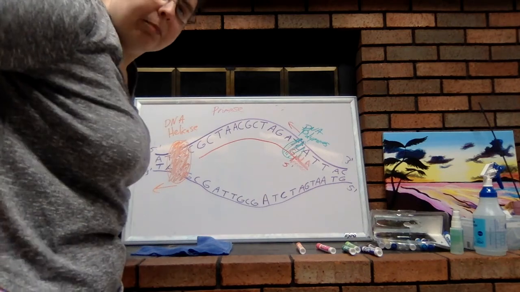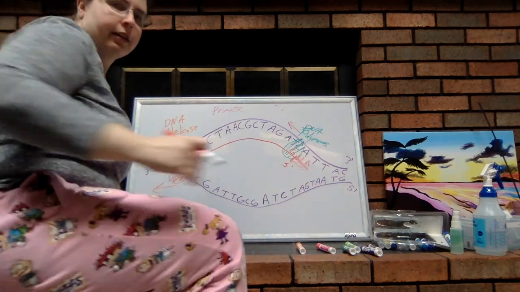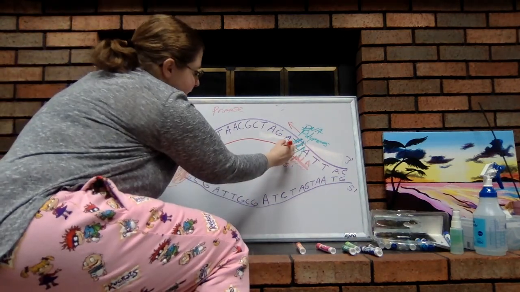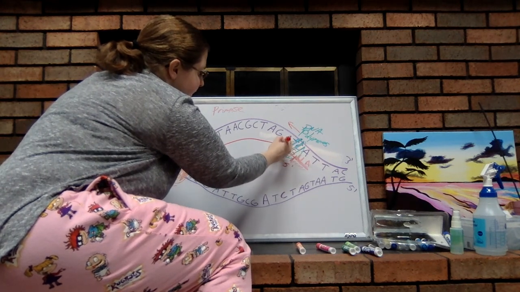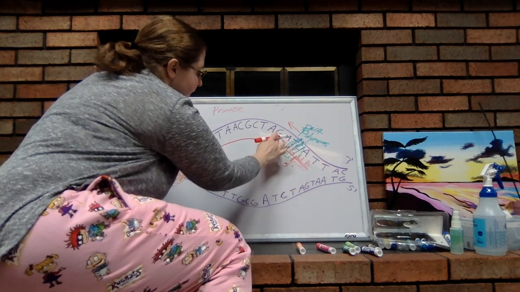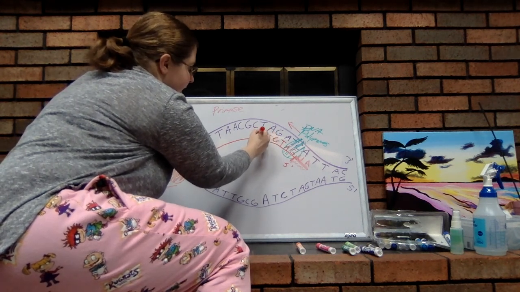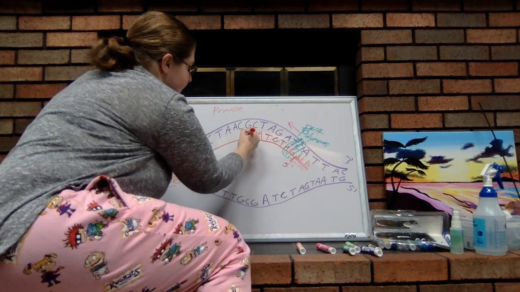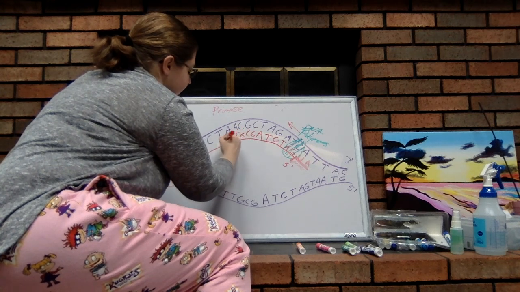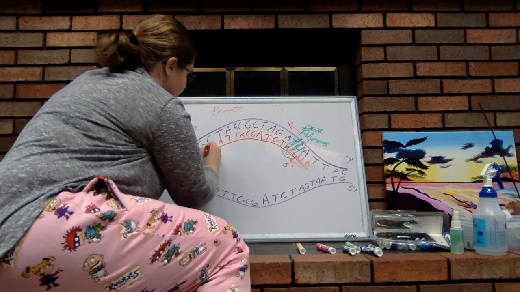Yes, you can admire my Rugrats PJs. T, so A, T, G, that's supposed to be a C. A, T, A, C, G, C, G, T, T, A, G, C.